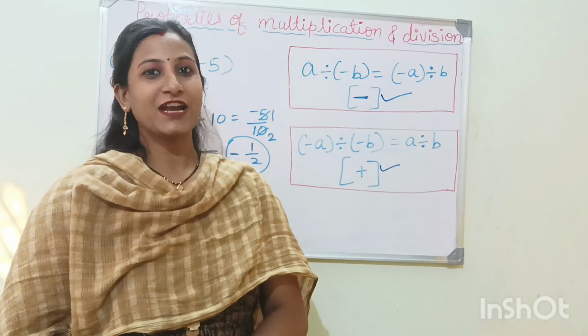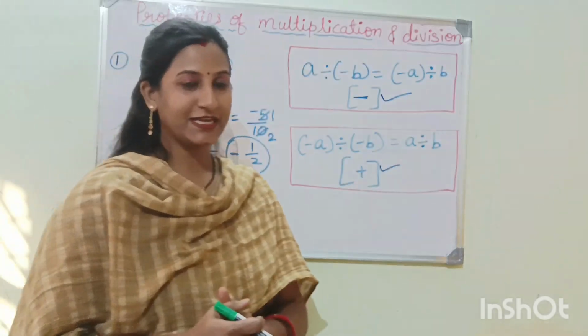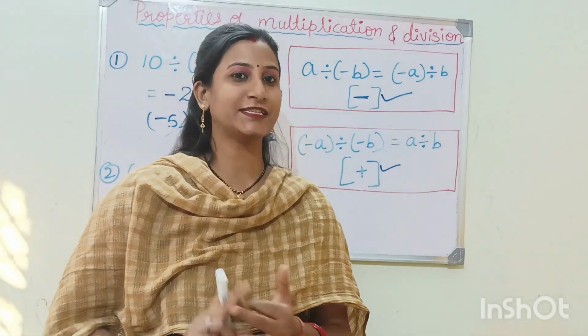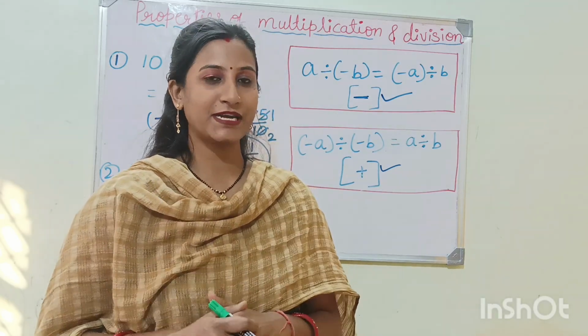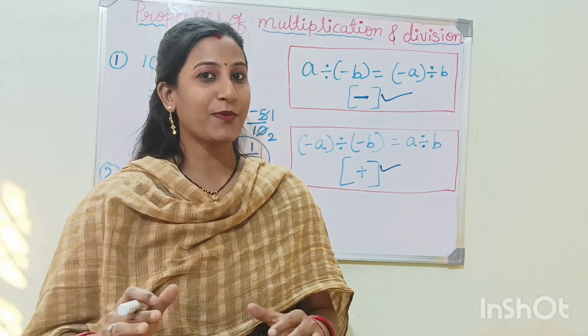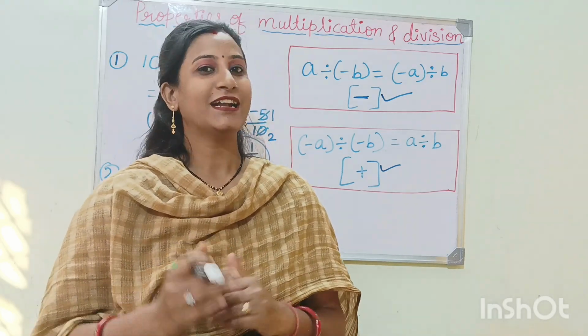So friends, today we have discussed the properties of multiplication, that is closure property, commutative property, associative property and distributive property. These all properties are closed under multiplication. There is no property which is closed under division.